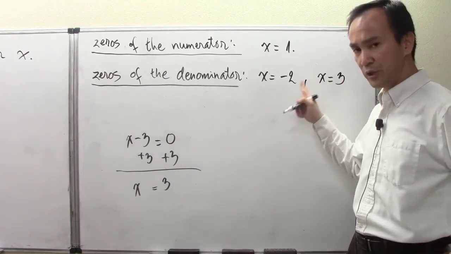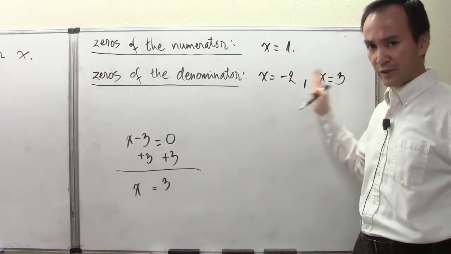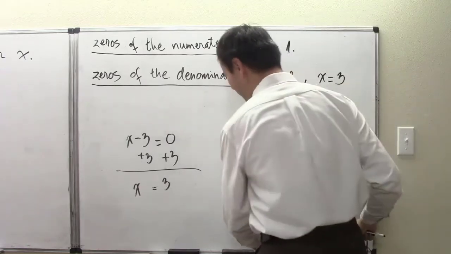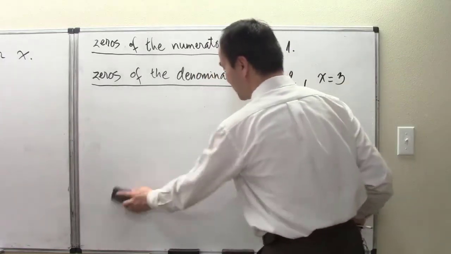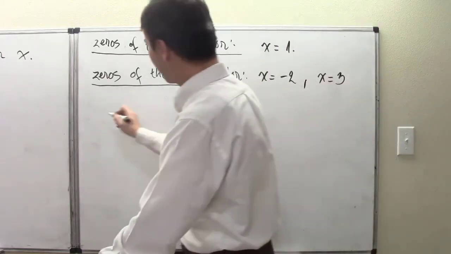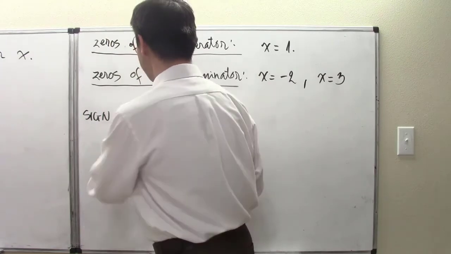So we found 2 zeros in the denominator, 1 zero in the numerator. These are all the zeros throughout the whole rational function. So now step 3 is completed. Let's advance to step 4, the sign chart. The sign chart is now ready for action.